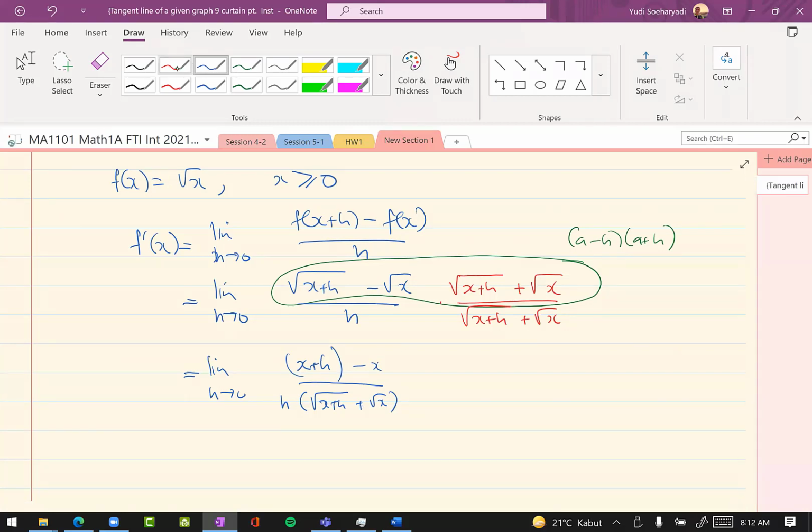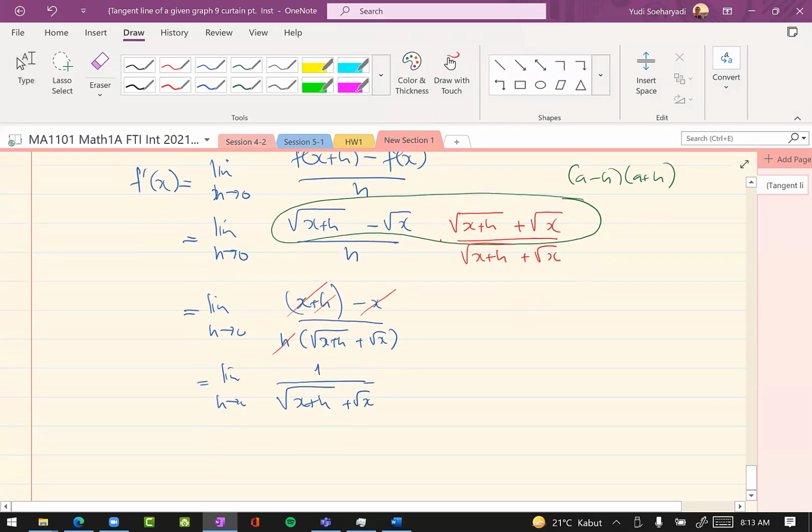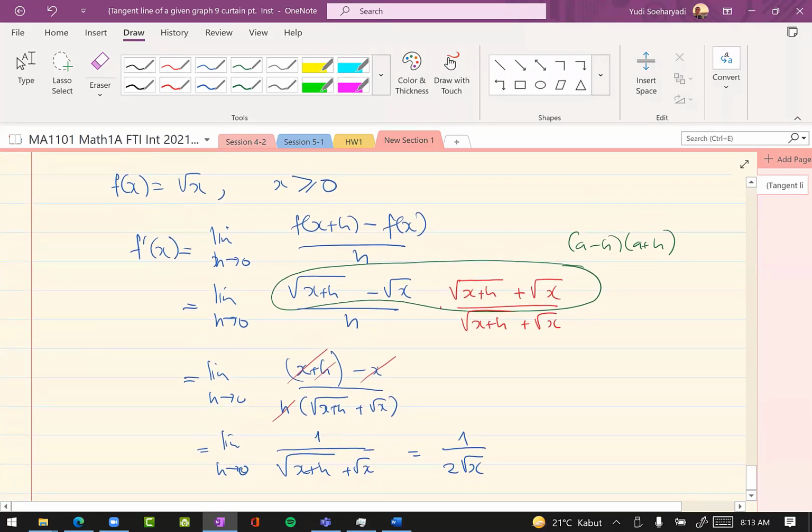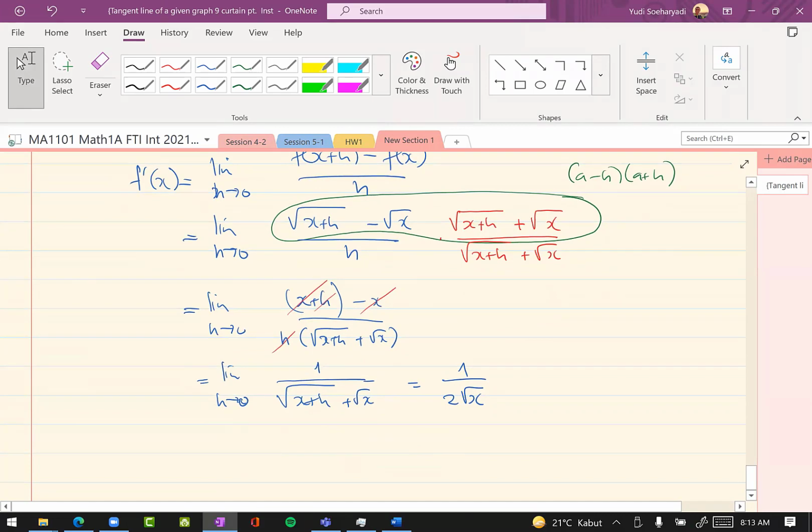All right, so the x cancels, the h cancels with this h. So what you have is this. And this is exactly the easy case, when you just plug in h equals 0. You get here, it becomes 2, right? Okay, so this is the derivative.